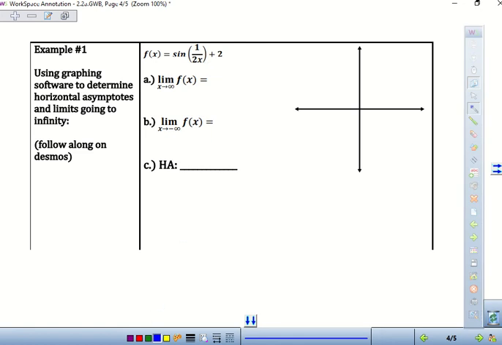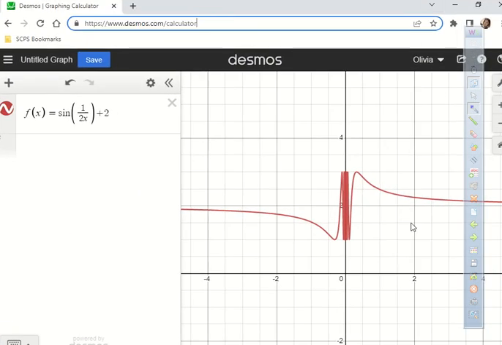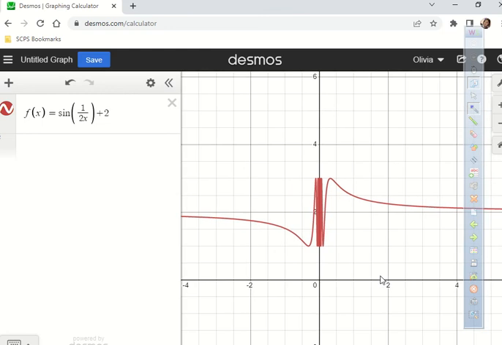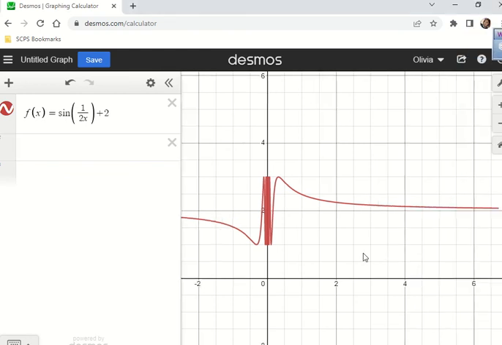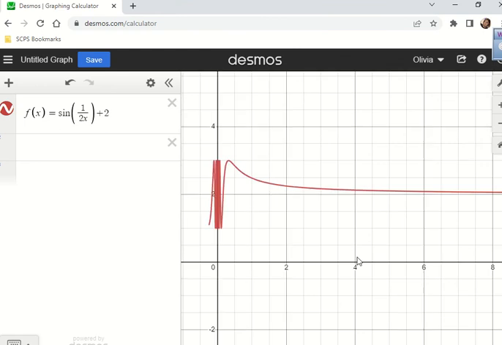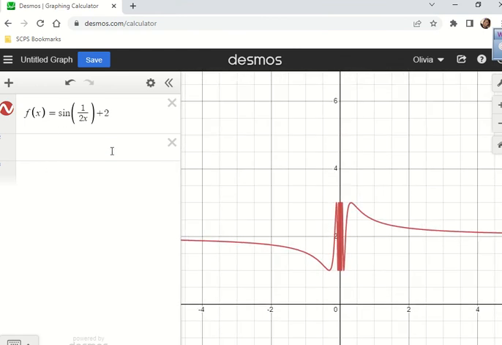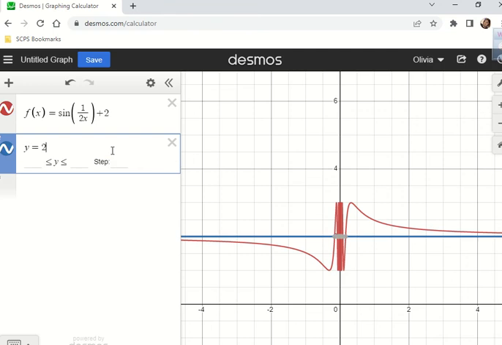So I already pre-graphed this somewhere. There it is. So it looks something like this. The first thing you want to determine is what the horizontal asymptote is. You can tell where the horizontal asymptote is by looking at where the graph starts to slow down and get closer and closer to a certain line. So does everybody see it gets closer and closer to what y value? If I put that on my graph, you can kind of see where it's approaching.